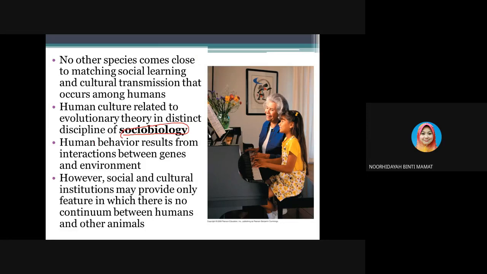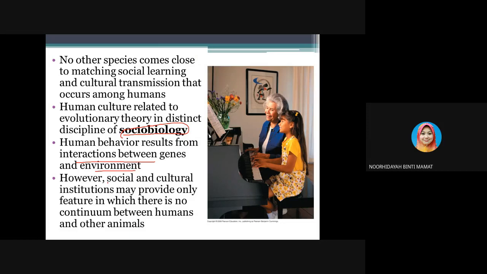We cannot match the social behavior of animals with humans. Okay, because we have a distinct discipline of sociobiology, which is the field of biology that aims to examine and explain the social behavior, okay, in terms of evolution. We have a distinct study of this, okay, we cannot relate it with the animal social behavior. Okay, so human behavior results from interaction between genes and also environments.